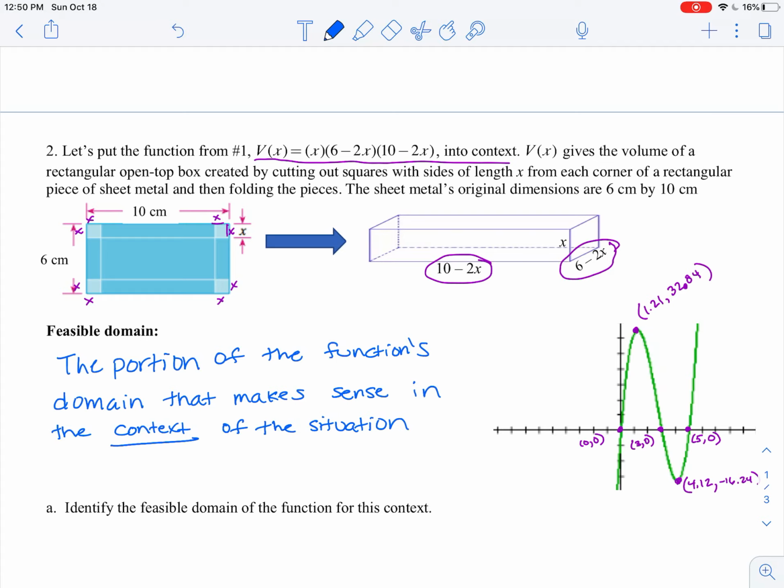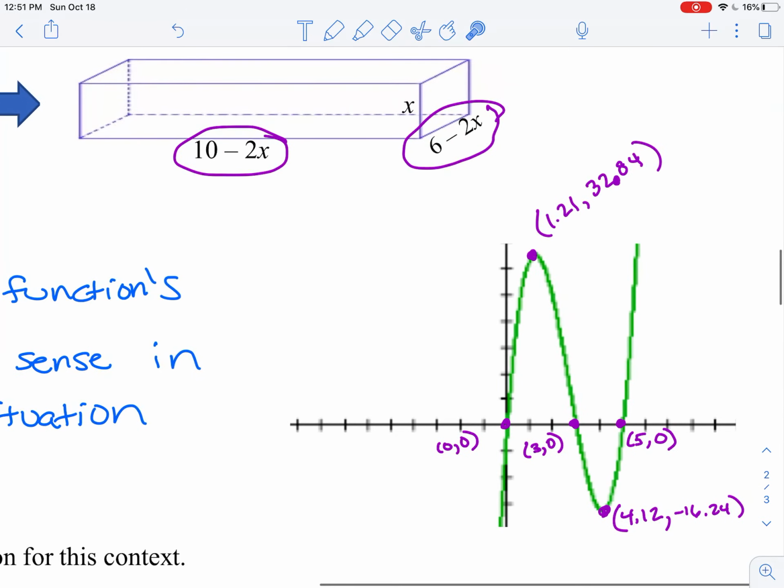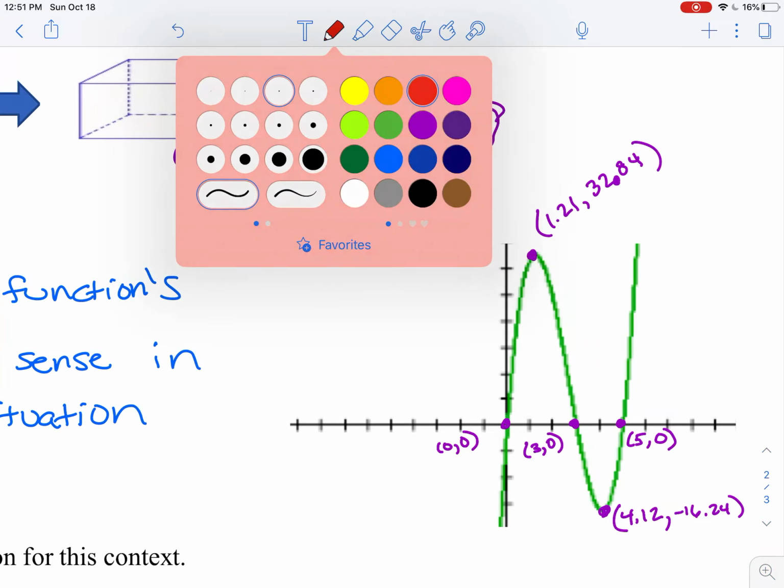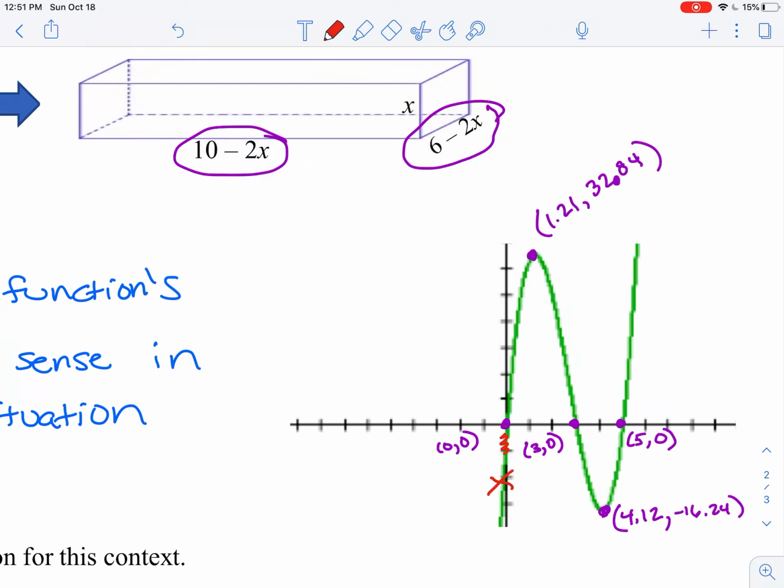So even though before our full domain was negative infinity to infinity, our full range was negative infinity to infinity, not all of those ordered pairs are actually going to make sense when we think about them in the context of this situation. So if I think about what actually makes sense, I'm going to take a look here and say it's never going to make sense for x to be negative. We can't ever remove a negative portion from that corner. We can't remove a negative length. That would be like adding length to it. So that wouldn't make any sense.